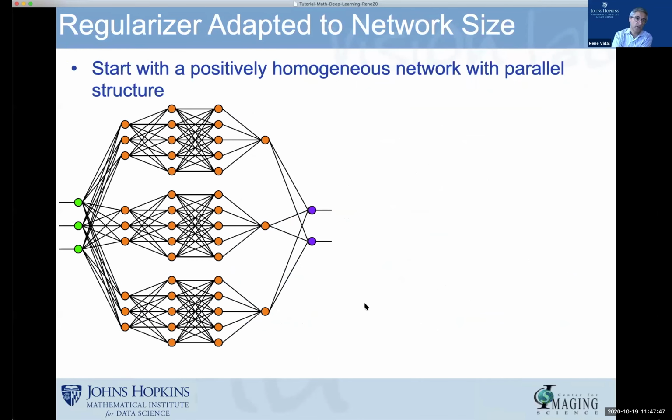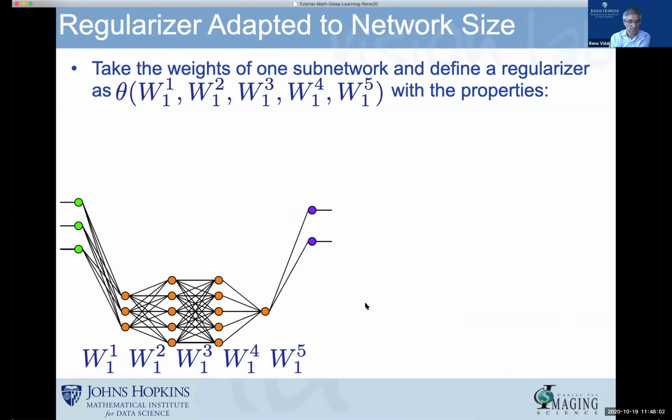So this is the way we're going to do it. We will start with a network with parallel structure as shown here. And we are going to build the regularizer first at the level of the subnetwork. So let me take, for example, the first subnetwork here. In this particular case, it has 5 weight layers, denoted by W superscript 1 to W superscript 5. And the subindex here, W_1, denotes the fact that it's the first subnetwork.